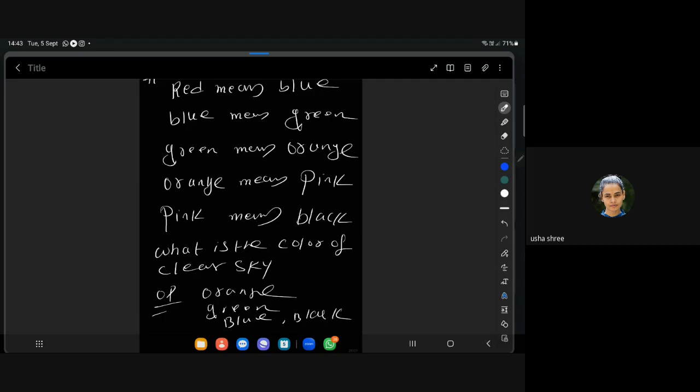So if I ask myself, what is the color of clear sky among this information? It is obviously blue, right? But blue means green according to the question. So green is your answer. This type of question they sometimes ask. Otherwise they don't ask this type of question because these are easy.